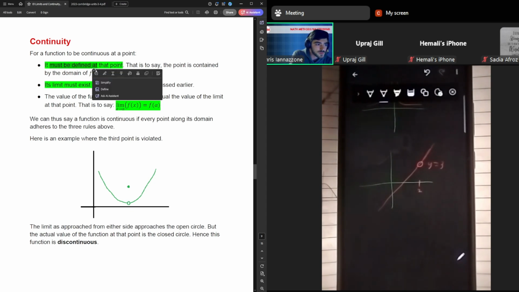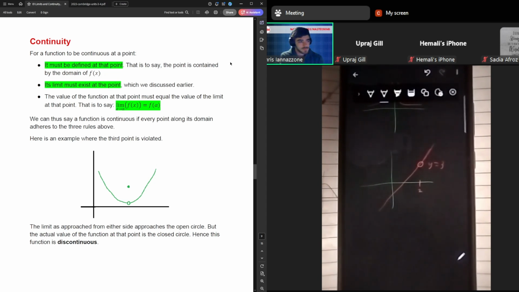And so the first criteria is not being met under that circumstance. Nice and simple. Second point, the limit needs to exist at that spot. We discussed earlier what that was all about. Coming from the right should be the same thing as coming from the left.